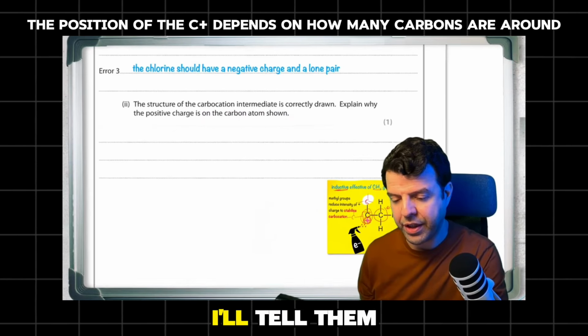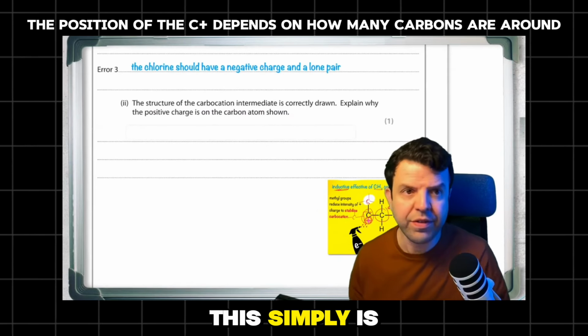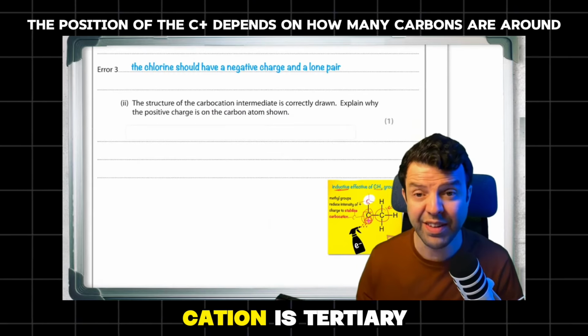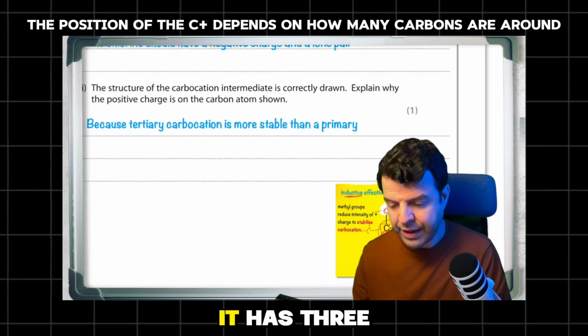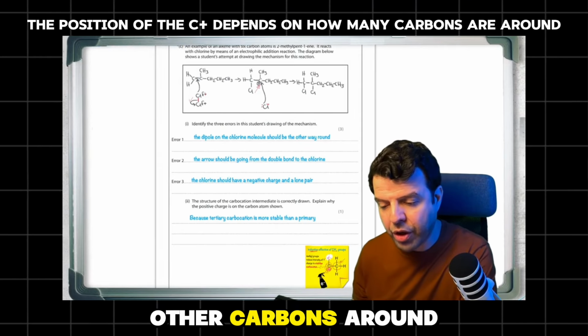So that's what I'm saying here. I'll tell them this simply is one mark. I said, well, this carbon cation is tertiary. It has 3 other carbons around, right?